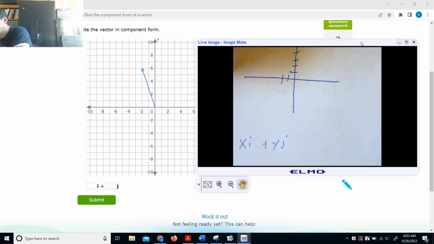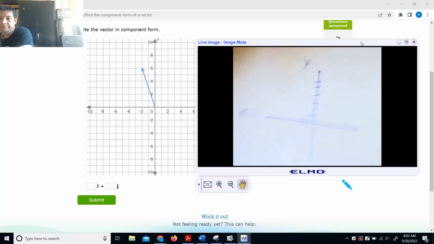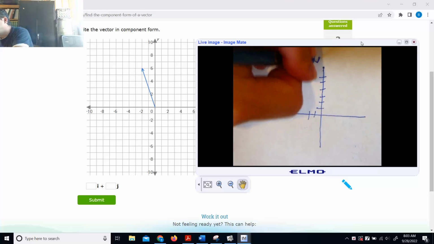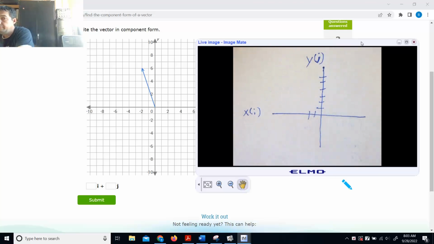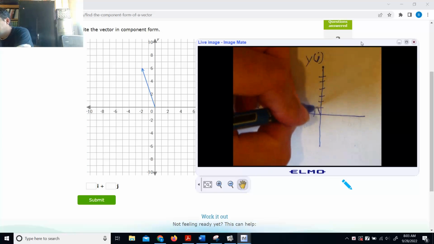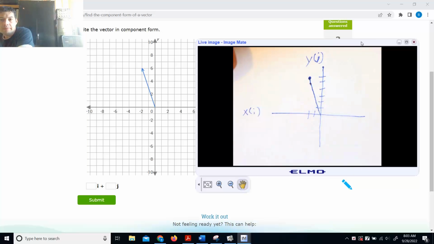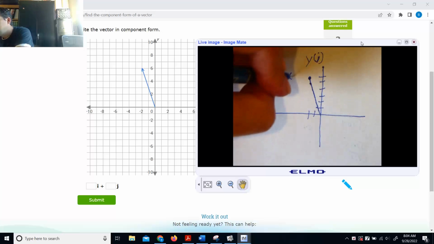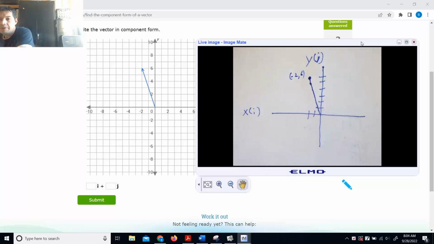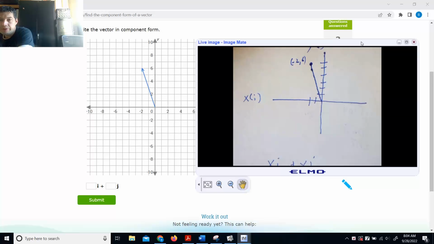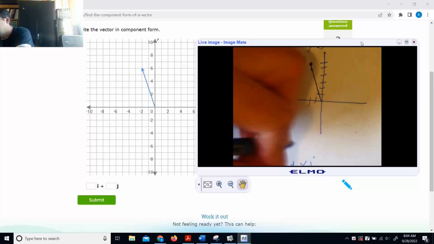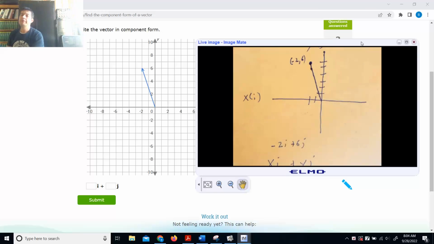X is i. All right, x is i, and y is j. That's really all there is to it. x is i, y is j. So this particular vector they had stopped right here. Ordered pair-wise, it was negative 2, 6. So when we start talking about ij notation, it's negative 2i plus 6j. That's all there is to it. i is x, j is y.